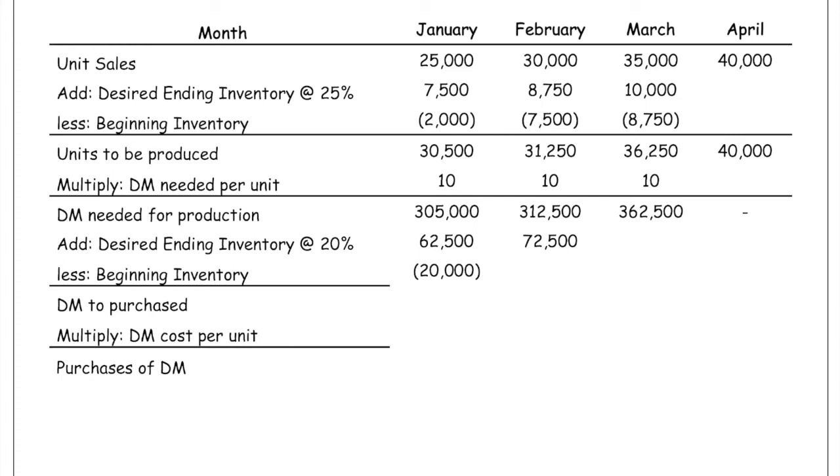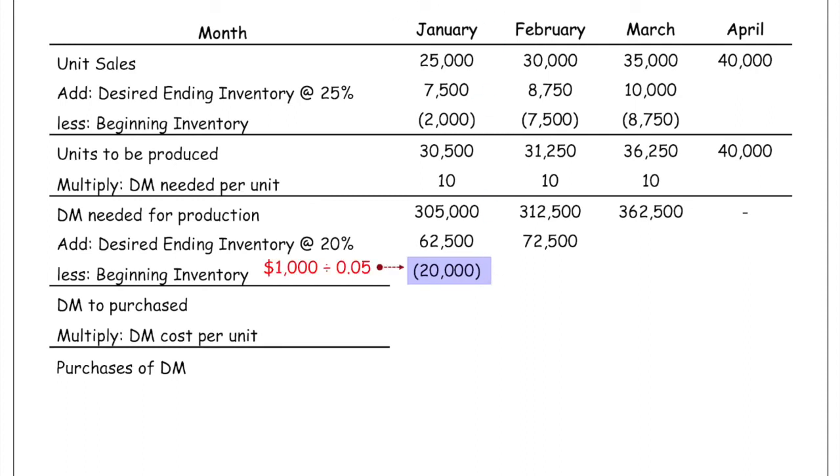And so in this example, they told us that the ending inventory of DM in December was $1,000 worth, but because this DM is purchased at 5 cents a unit, we can simply divide 1,000 by 5 cents to understand that it's in fact 20,000 sheets of paper rather than $1,000 worth of paper.